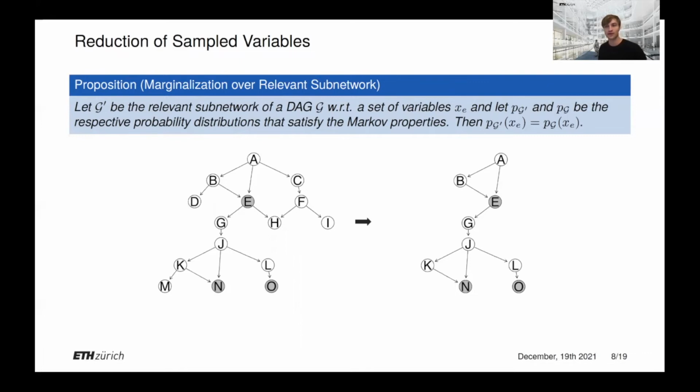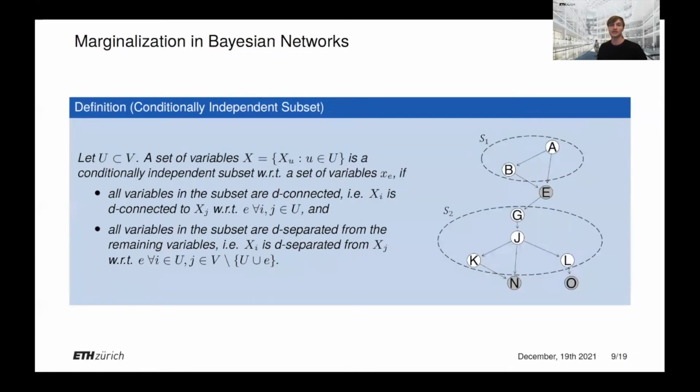But I guess in general, the key part that I want to present to you is the next one. And here we essentially introduce the conditionally independent subset. So in a conditionally independent subset, you essentially have a set of variables that is disconnected within the set of variables. And all of the variables in the conditionally independent subsets are separated from all of the remaining variables, right?